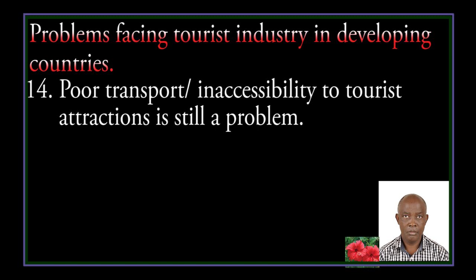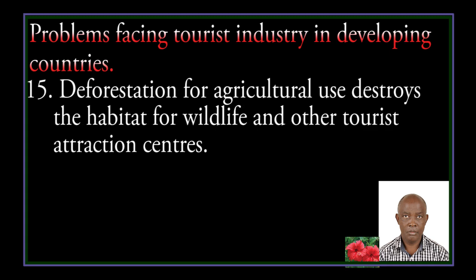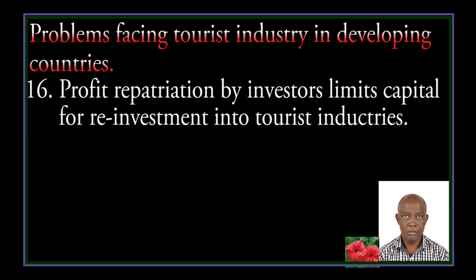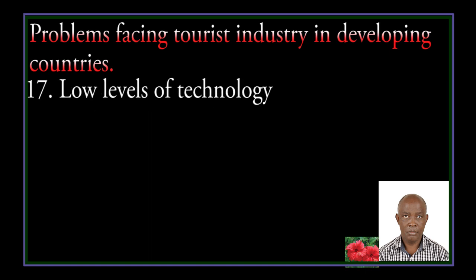Poor transport and accessibility to tourist attractions is still a problem. Deforestation for agricultural use destroys the habitats for the animals and other tourist attraction centers. Profit repatriation by investors limits capital for investment in tourist industries. Low level of technology.